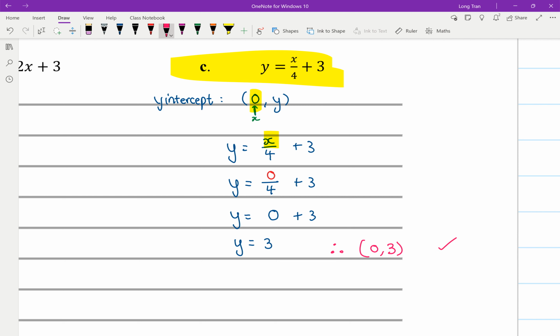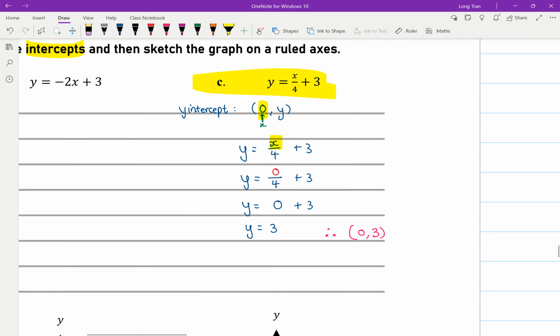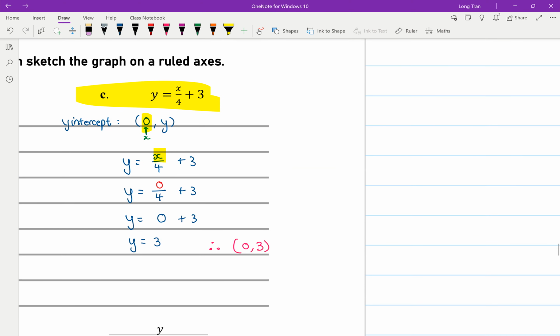Now, the harder point to work with is to find the x-intercept. So let's do it over here. Same thing, go through your notes. The x-intercept is when we don't know what x is, but we do know that the y-coordinate is going to be 0. And this here is the y value, and the y value is going to be 0.